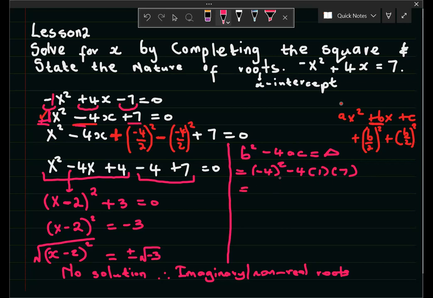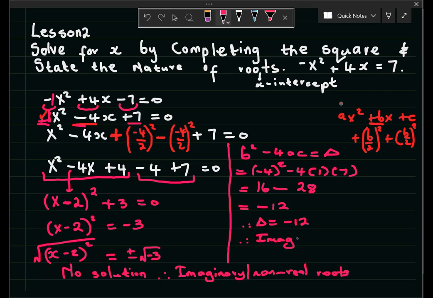Now let's see what we're going to get here. 4 squared is 16 minus, let's see, 4 times 7 is 28. So 16 minus 28 is negative 12, I think. 16 minus 28 is negative 12. And this means that delta equals negative 12. Remember, if delta is negative, it means you're going to have a negative number under the square root, which is therefore imaginary roots.